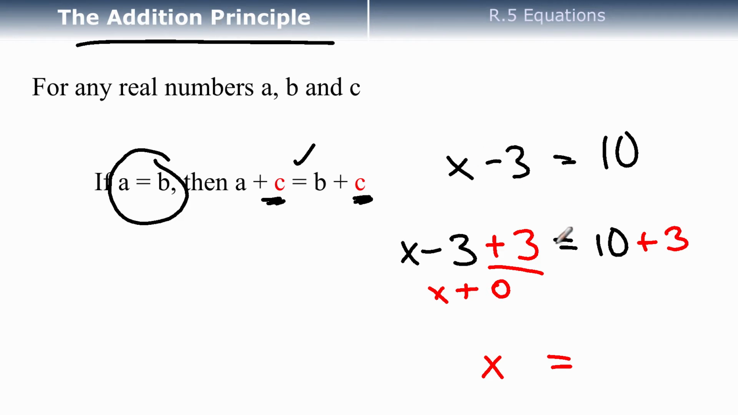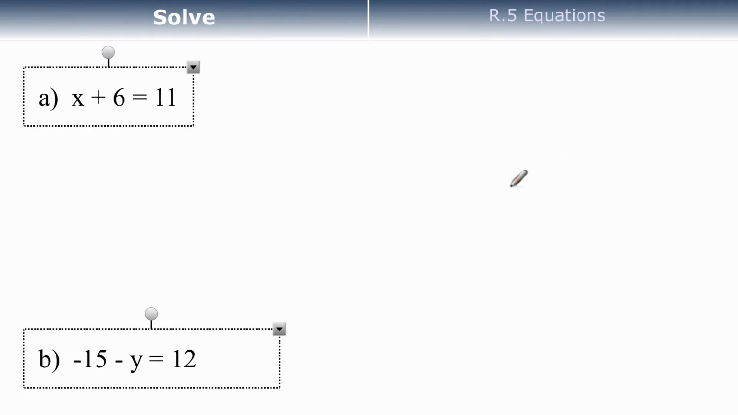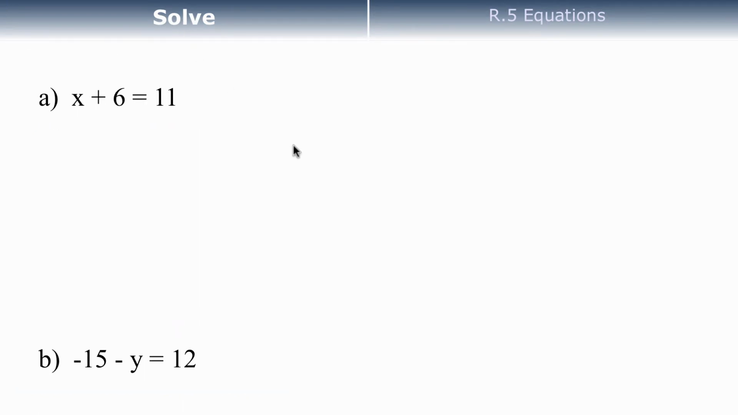That's the addition principle. If I add something on this side, I can add the same thing on this side, and the equality of the two expressions is maintained. So on this side I'm left with x, and on this side I come up with a positive 13. That's the addition principle. Here's a couple that you might want to try. Maybe press pause and try to solve both of these and see what you come up with.